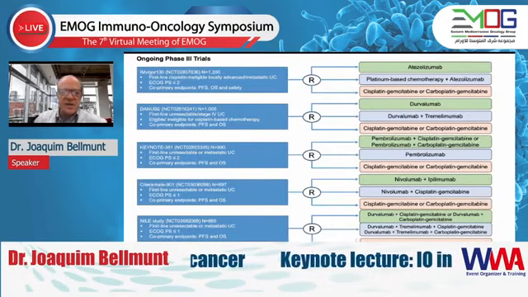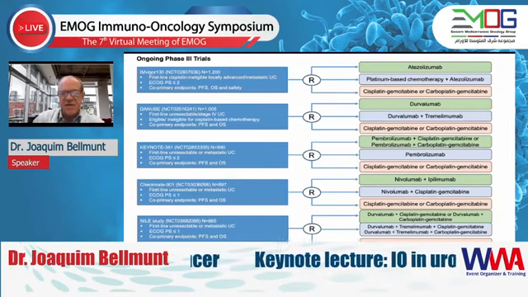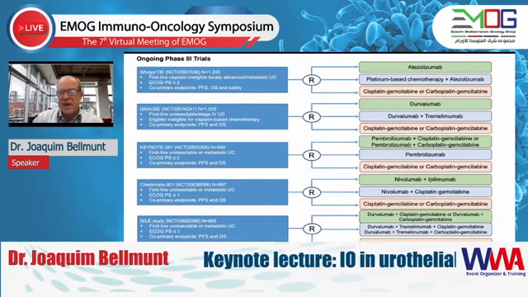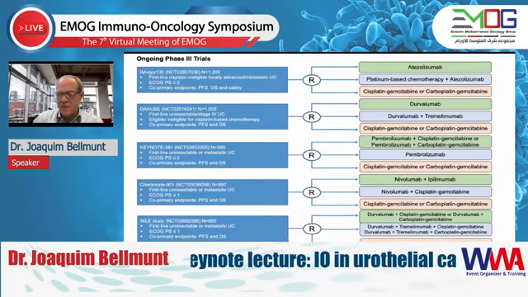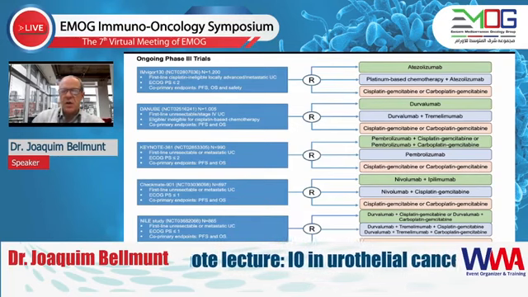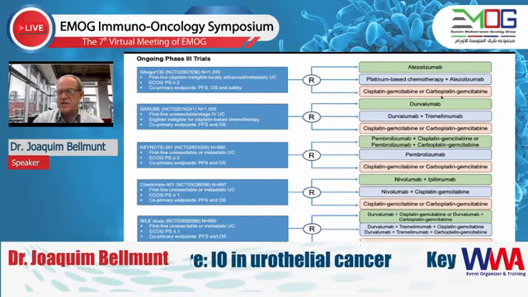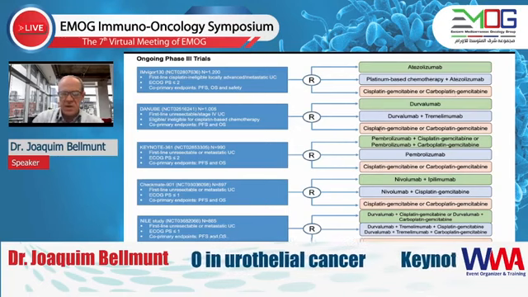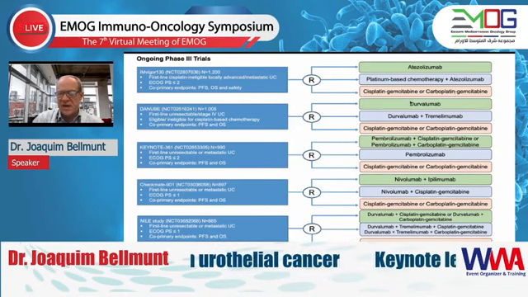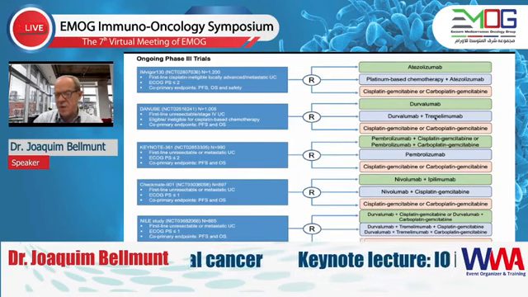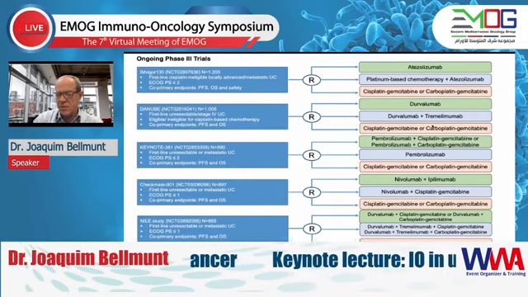Here you can see the list of the five randomized phase 3 trials in the first-line setting, including patients who are platinum eligible or platinum ineligible, comparing in the majority of these trials immunotherapy versus chemoimmunotherapy versus the standard of care chemotherapy. The only difference is the DANUBE trial, where immunotherapy is compared to two different types of immunotherapies, PD-L1 plus CTLA-4, or chemotherapy.